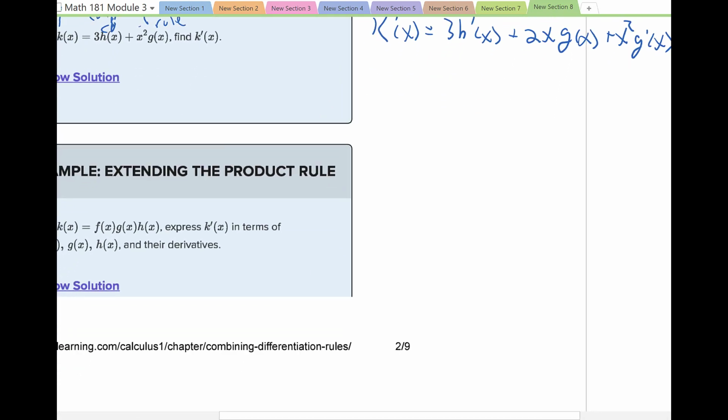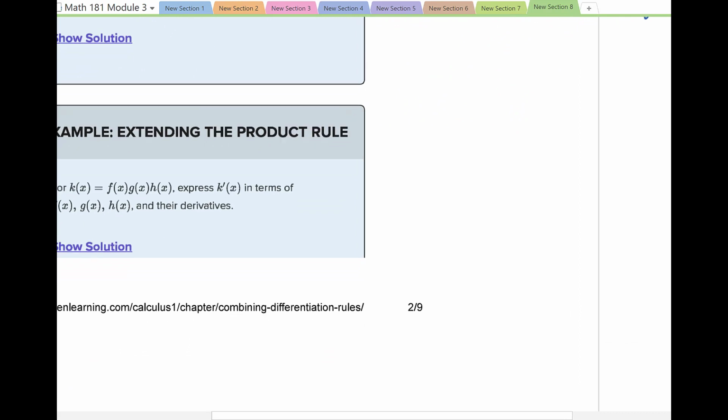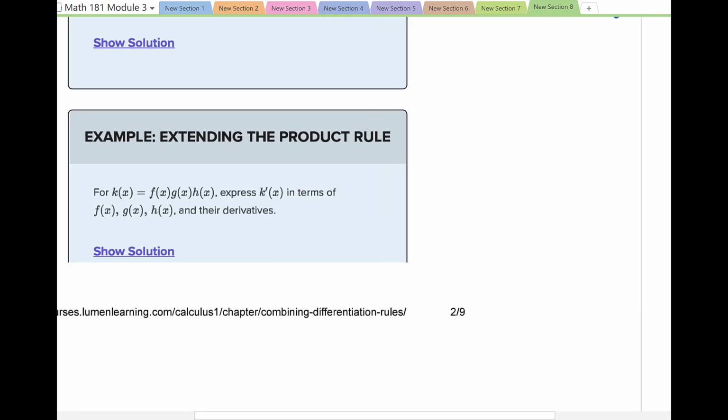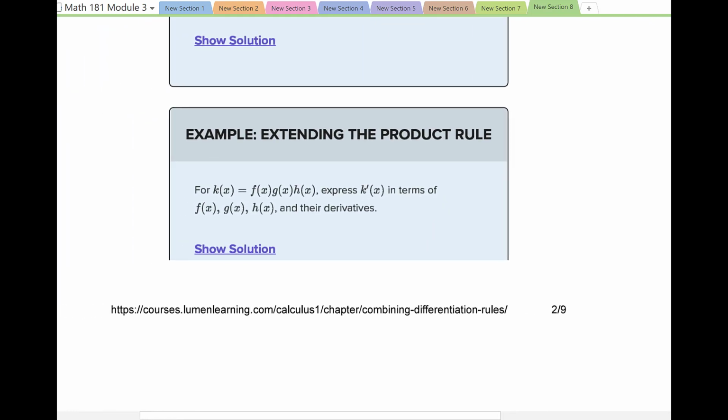So they have another example for us. It's kind of interesting. It's k of x equals f of x times g of x times h of x. We're going to find k prime of x with this. We don't have to actually do a lot of calculations here. It's just the organization. So the way I do it, I kind of just group things together. So I'm going to group these two together, the f of x and the g of x.